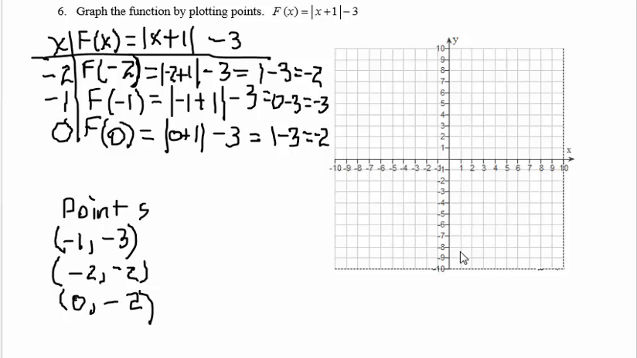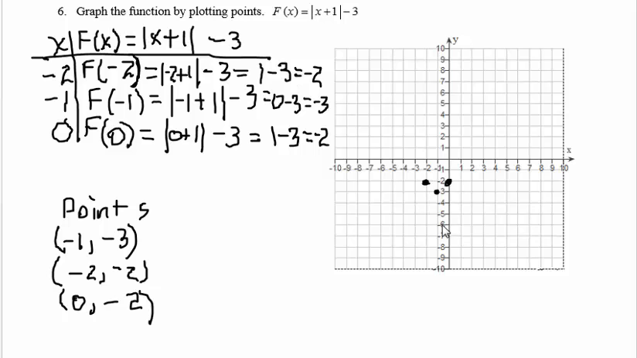So I have 3 points I'm plotting, and I have to strategically pick those for this function. I always want to show the point where the graph turns around. That's the sharp corner on the graph. In this case, that happened at the point negative 1, negative 3. That always happens when what's inside of the absolute value expression goes to 0.